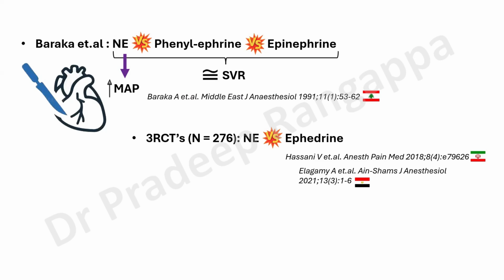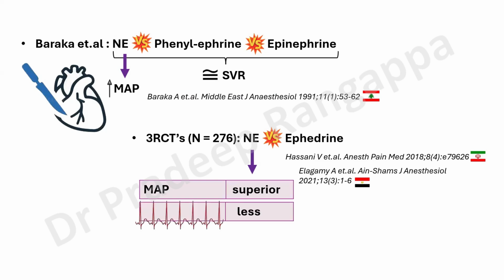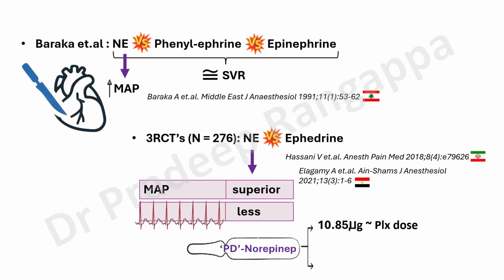And now we have norepinephrine compared with ephedrine. This came from Egypt and Iran. So here even norepinephrine MAP was found to be superior, and tachycardia was less when compared to ephedrine. Norepinephrine had less tachycardia. Then compared with phenylephrine, norepinephrine had less bradycardia. So it had a good, favorable effect.